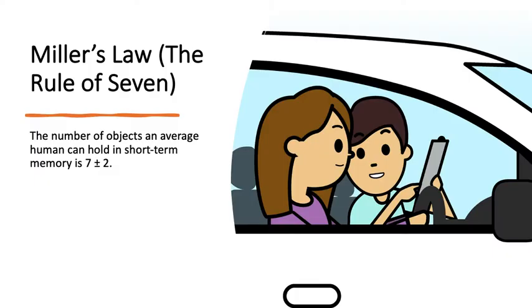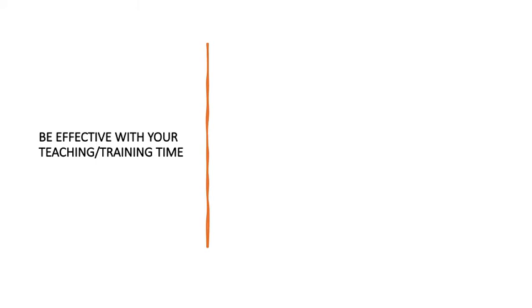Miller's Law, known as the Rule of 7. The number of objects an average human can hold in short-term memory is 7 plus or minus 2. So don't overload the student with too much instruction. Don't talk for too long a period before you actually get them to perform some kind of activity. Break the lessons up.